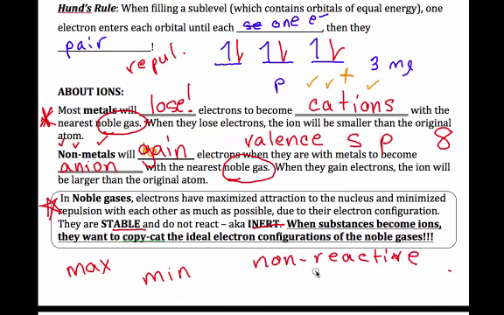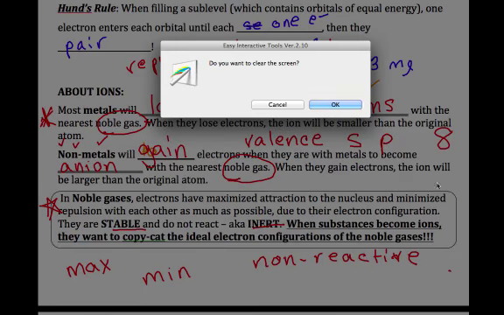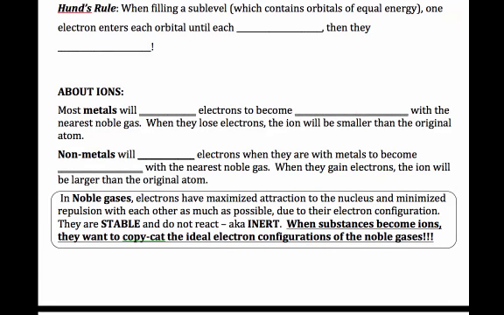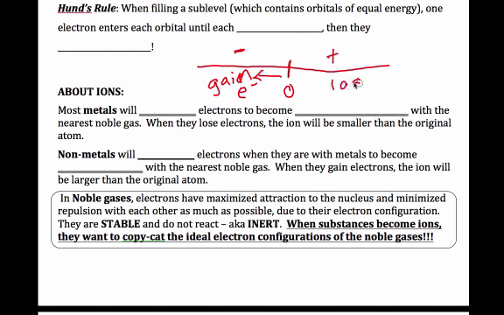All right? So if you want to kind of picture that, it sometimes helps to picture a number line, which I should have done. Okay? So if it's negative, that's a gain of those negative electrons. And if it's a positive ion, it's a loss of those electrons. Okay? So, sorry about that.